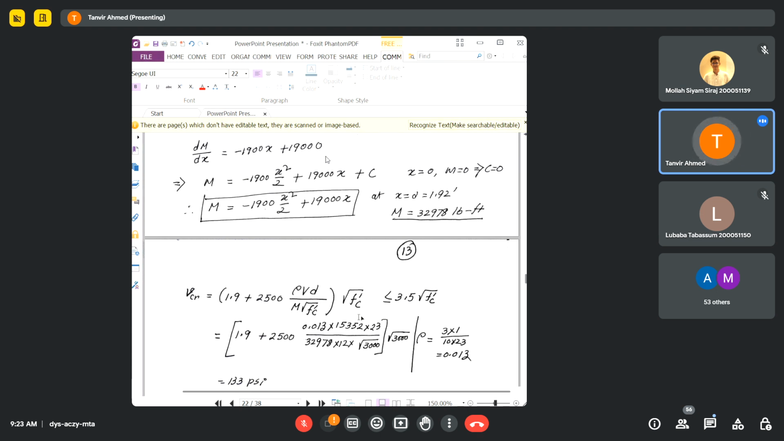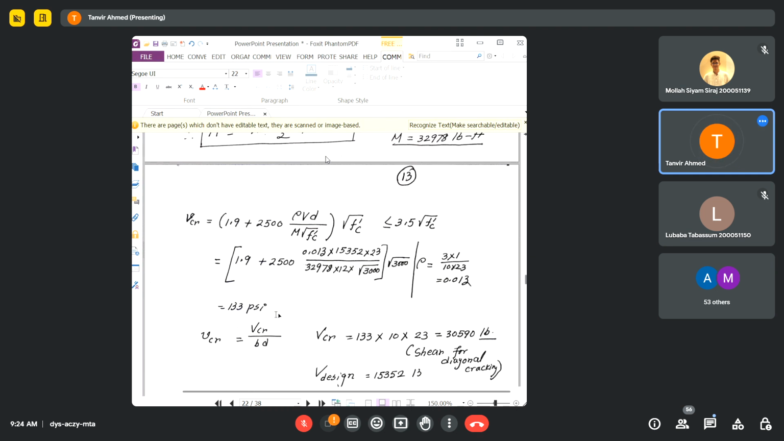Say for example, FC prime is in PSI, pounds per square inch. Then I simply take the value, and this value will give you 133 PSI. You have to check whether this value is bigger than the other one. If it is bigger, then you take the value that comes from 3.5 FC prime, and if it is smaller, then obviously you take the smaller one. Okay? So your VCR is 133 PSI.